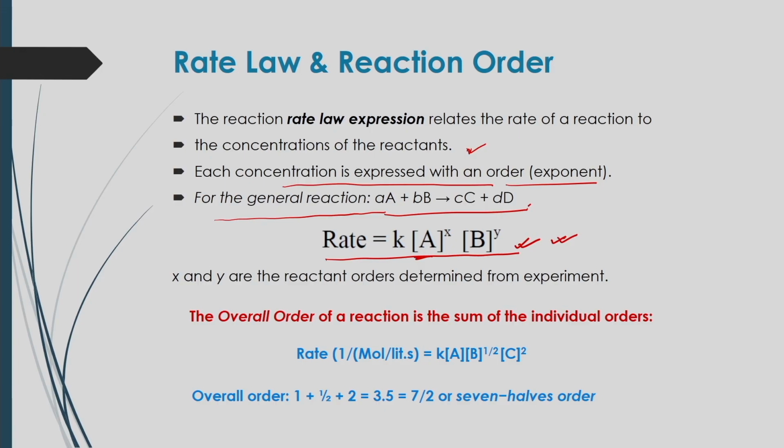reaction rate constant, and the overall order of a reaction is the sum of the individual orders. Here, for example, rate in mole per liter second is equal to k into [A], suppose [B] to the power half, into [C] to the power 2. Then the overall order will be 1 plus half plus 2, that is 3.5, or 7 by 2, or seven-halves order. In this way we can calculate the overall order of a reaction. Similarly, if the rate is k into [A] to the power x into [B] to the power y, the overall order will be x plus y.